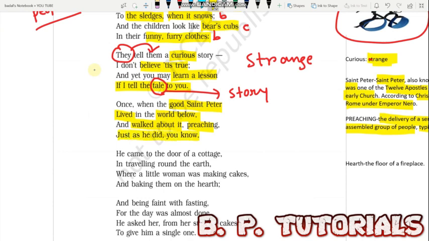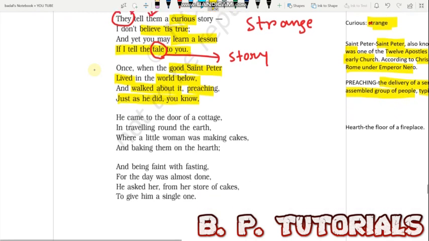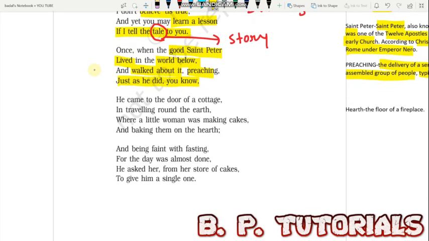He did this particular work very well, in various parts of the world, moving, walking. He told people about Christianity, about the way one should go towards Christianity and all of those things. He did the preaching on this. And then what happens? He came to the door of a cottage. Now, while moving about the world preaching, he came to the door of a cottage. We don't know whose cottage it is, but in traveling around the earth, he came to the cottage door, where a little woman was making cakes.